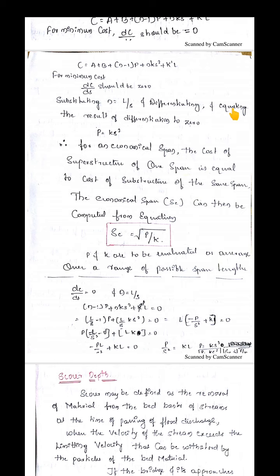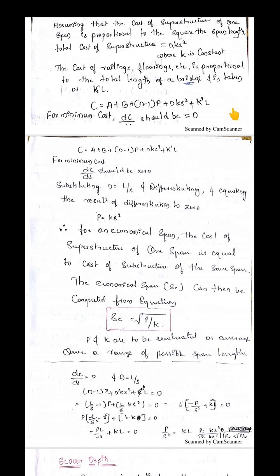You can take L outside, or P by S out. Now it is PL by S square is equal to KL. L and L get cancelled, P by S equal to K. So directly now P equal to K S square. What we obtained is P equal to K S square.